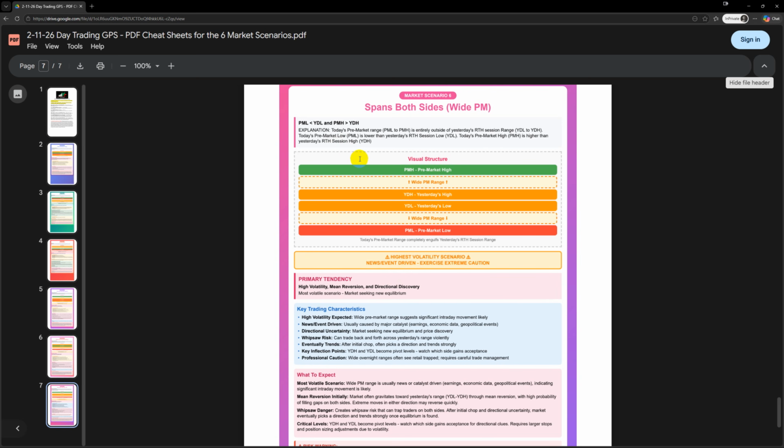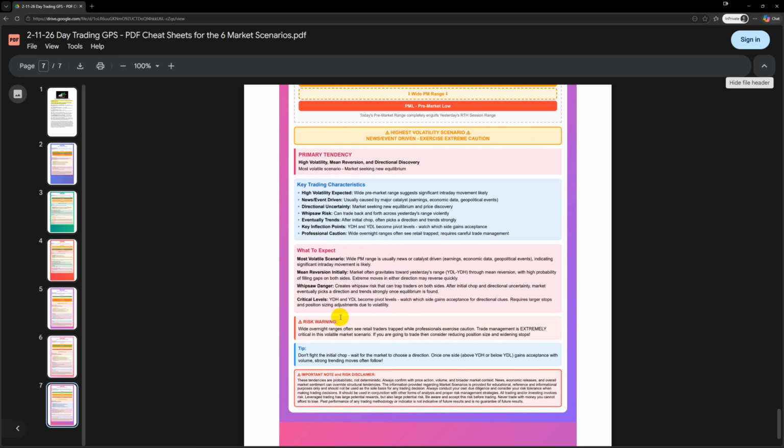And as you can see here, this also goes through a visual structure and explanation of what this market scenario means, as well as primary tendency, key trading characteristics, what to expect, and also some trading tips. And in the case of this particular market scenario, an additional risk warning because of the extreme volatility.